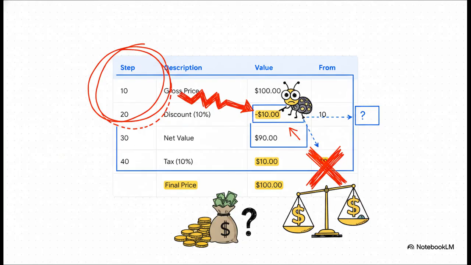Oof, okay, this is a classic and very expensive mistake. Look closely. The tax, down on step 40, is being calculated based on step 10, which is the gross price of $100. But that totally ignores the $10 discount. The result? The customer gets overcharged, and the final price is just wrong. And all of this happens because one tiny field is pointing to the wrong step.